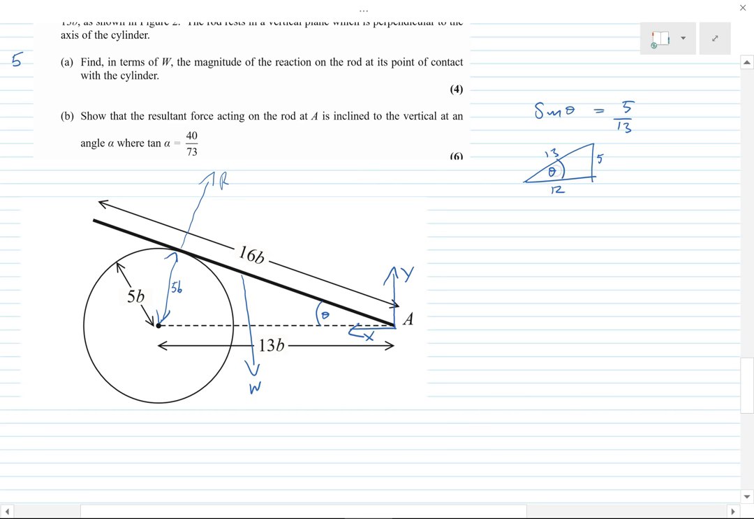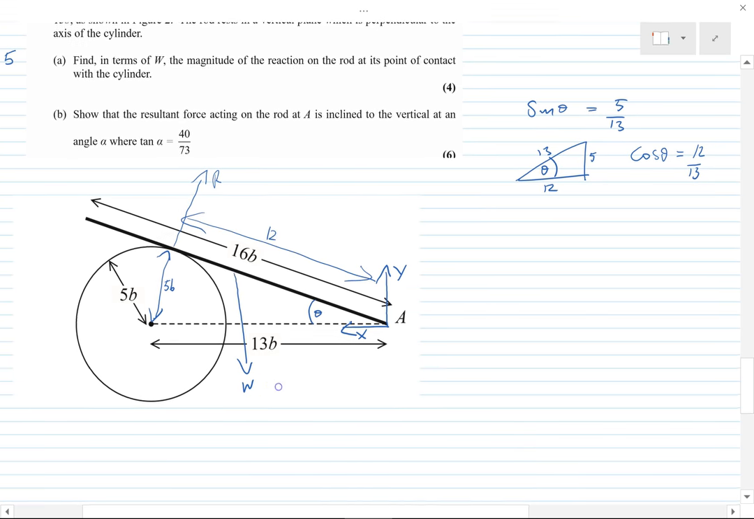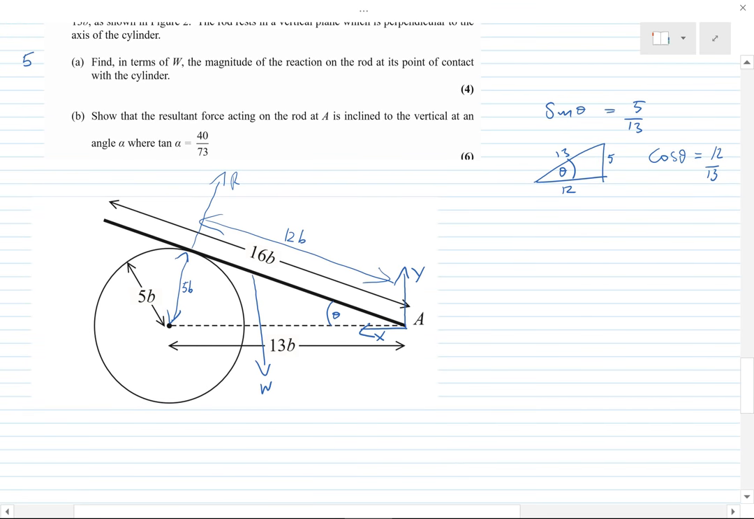The theta there. So we can say that cos theta equals 12 over 13 when we put it into our calculations. Note also that this length here, for the same reason, Pythagoras' theorem that we've just worked out, is 12b. Or you can say it's 13b sine cos theta, which is equal to 12b. So that's the distance from there to there. So we can now take moments about A.